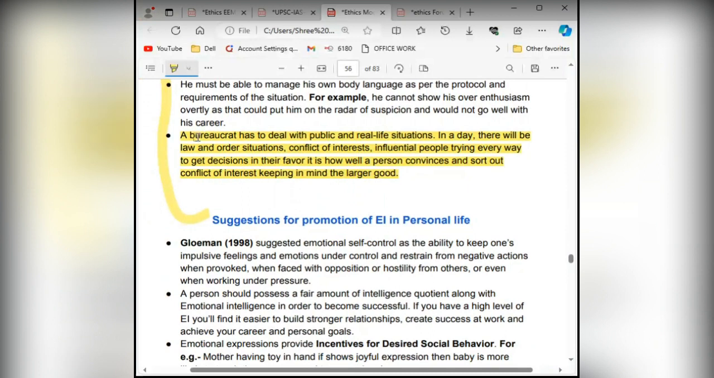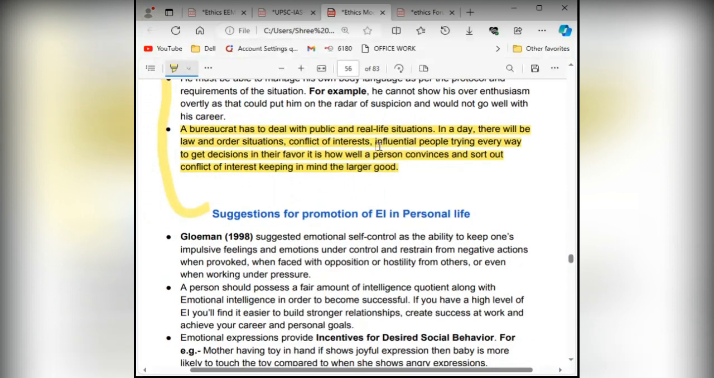That is why it is here. You can see that a bureaucrat has to deal with many things at the public level and at the personal level. In a day there will be a law and order situation, there would be conflict of interest, and there would be something called nepotism. If any of you is aware of the chacha bhatija politics, that shows nepotism.